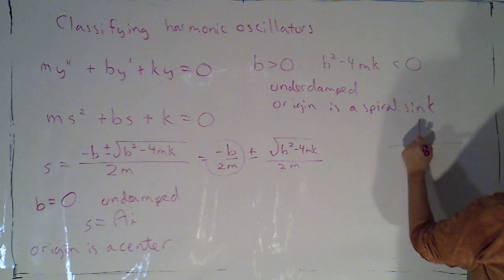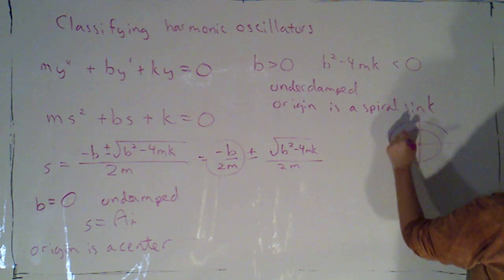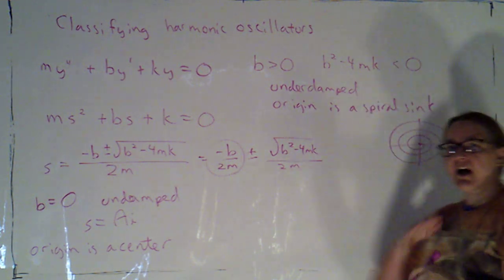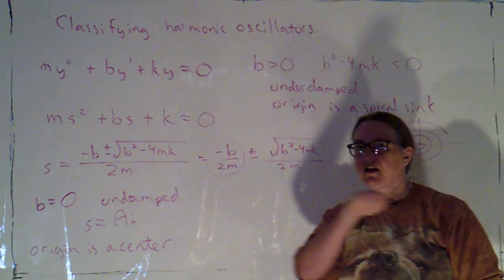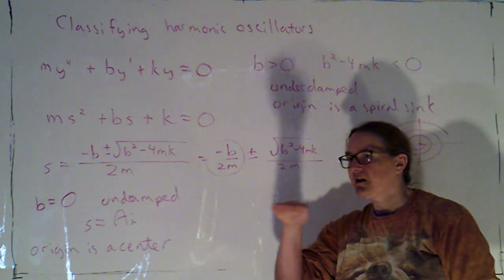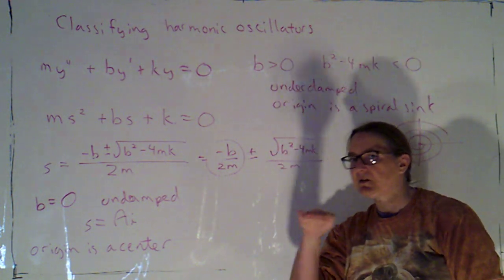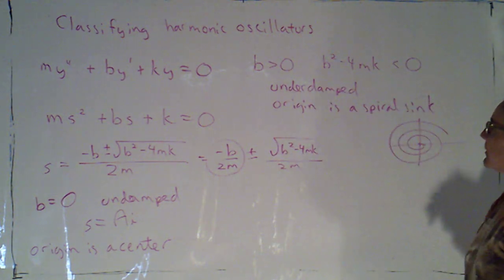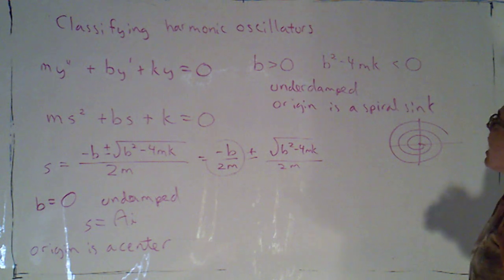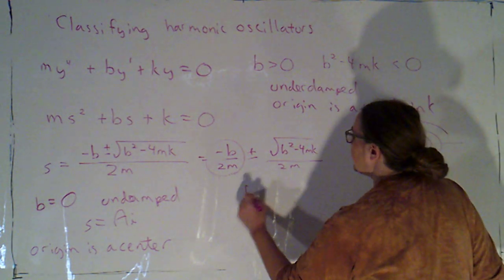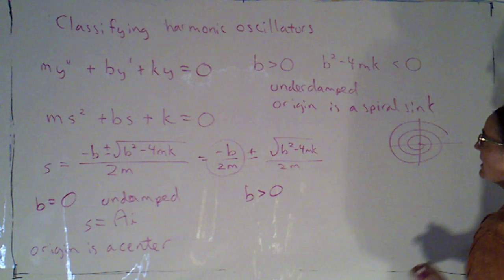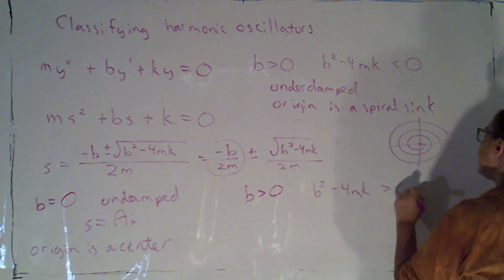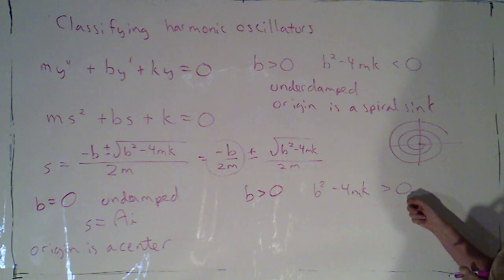So my phase portrait would look something like so. So we've still got a lot of oscillations going on. It's just those oscillations are getting smaller and smaller and smaller, approaching the origin. All right, I could have that b is bigger than 0, and b squared minus 4mk is bigger than 0. It could be positive.